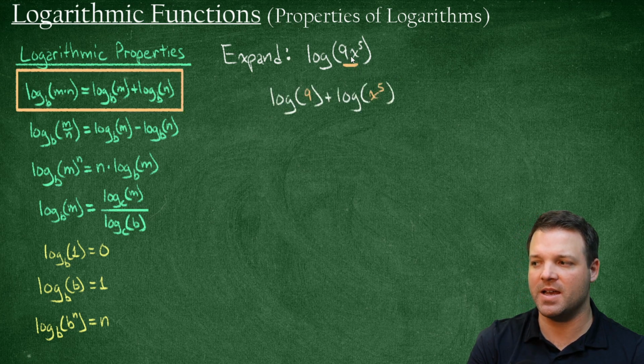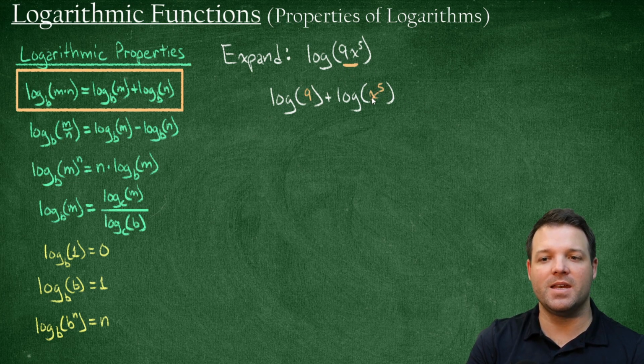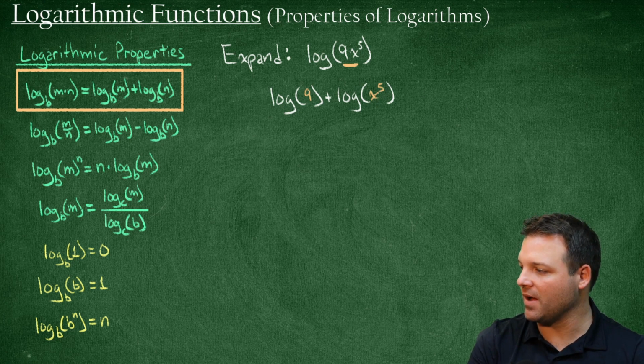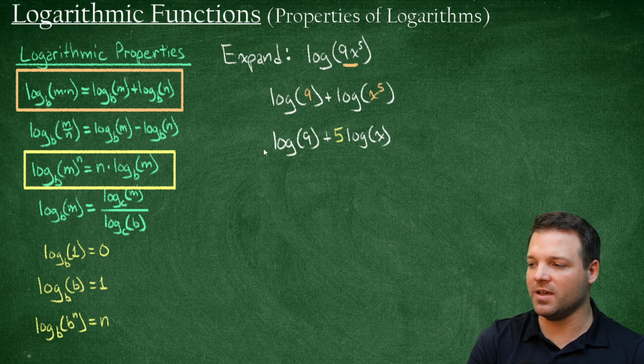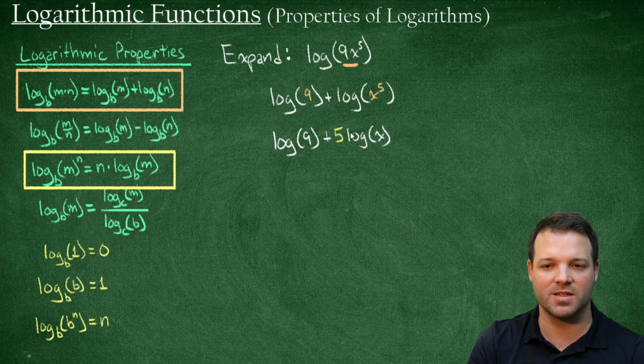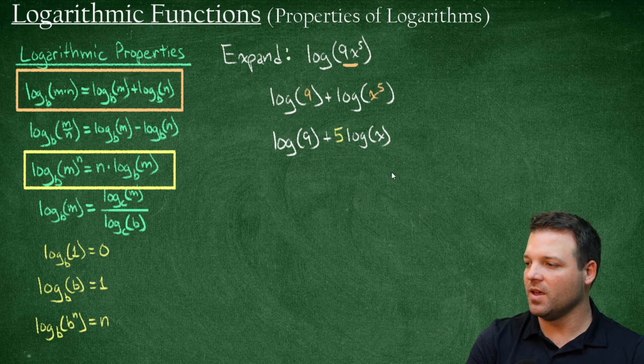Really, this is 9 times x to the 5th power, which means I can apply our product rule and split it up, or expand it by addition. So that's the same as log of 9 plus log of x to the 5th power. And now that I have this more simplified version of just x to the 5th power, I should be able to move that 5 out front, getting my final expanded form of log of 9 plus 5 times log of x. And that is it. That's as far as we can go.